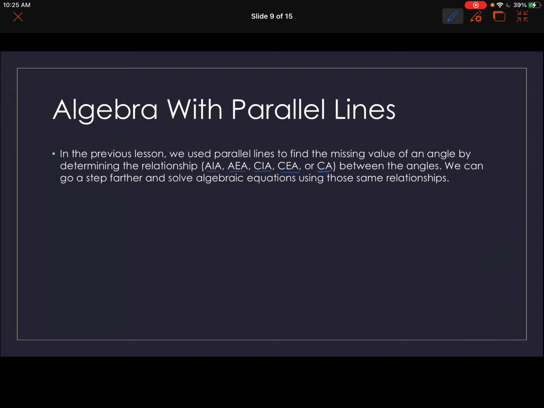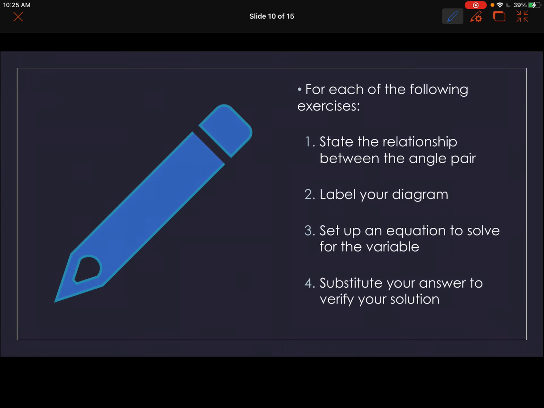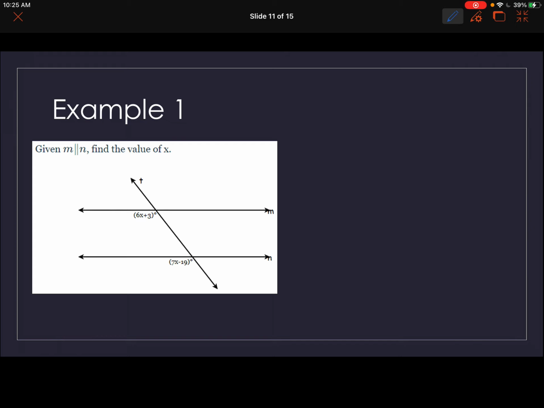We can use these relationships to make algebraic equations that we can solve. For each of these, we're going to state the relationship, label our diagram, set up an equation to solve, and we're going to substitute our answer to verify our solution. So if you want to, you can pause, practice, and come back and check your answer. So for number 1, given that line M is parallel to line N, find the value of X. So first, we're going to mark our lines as parallel. Remember, we just used the same number of arrow marks to verify that. So M is parallel to N.